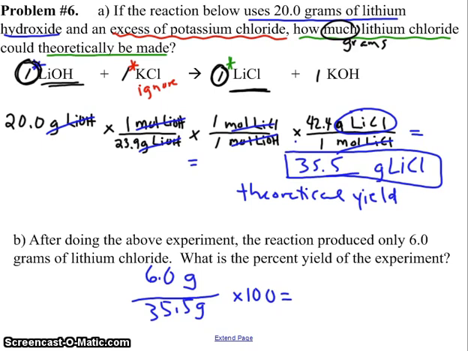Our answer is going to be limited to 2 significant figures because of the 6.0. And we're going to see once you get that out of your calculator that that rounds to 17% yield. So a low percent yield, but that's all right. This is just the way this particular experiment went down.